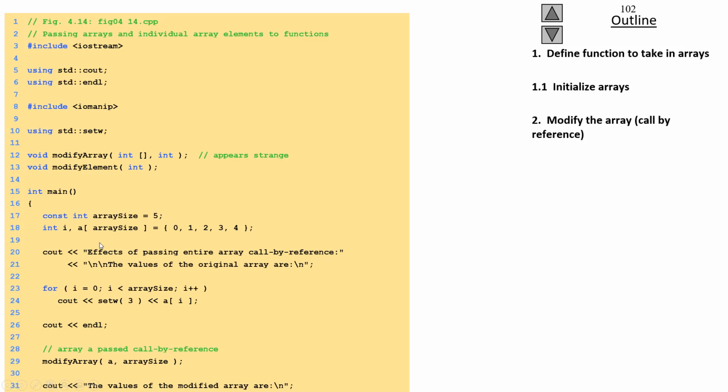2, 3 and 4. If I write cout, the effect of passing entire array called by reference is, and then I am using this for loop to output A of I. A is the variable in main. So ये वाला loop जो है, this is trying to see out whatever is in the main, and endl, and then I am calling modify array. So ये जो function call हुआ है, which we will see what this code is actually doing, we'll see in the next slide.